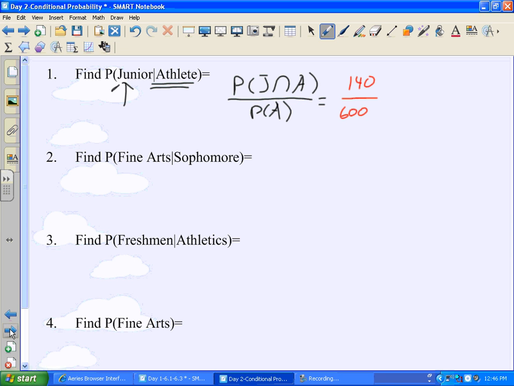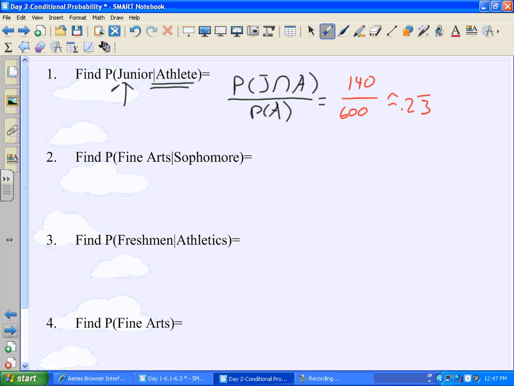I don't know what that number comes to. Point what? 0.23 repeating. 0.23 repeating? Okay. The 3 is repeating. Oh, the 3, just 3. Okay. All right, next up.